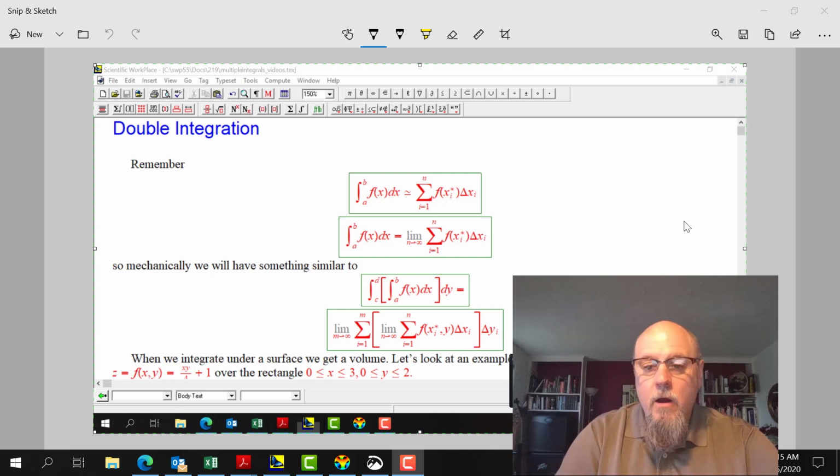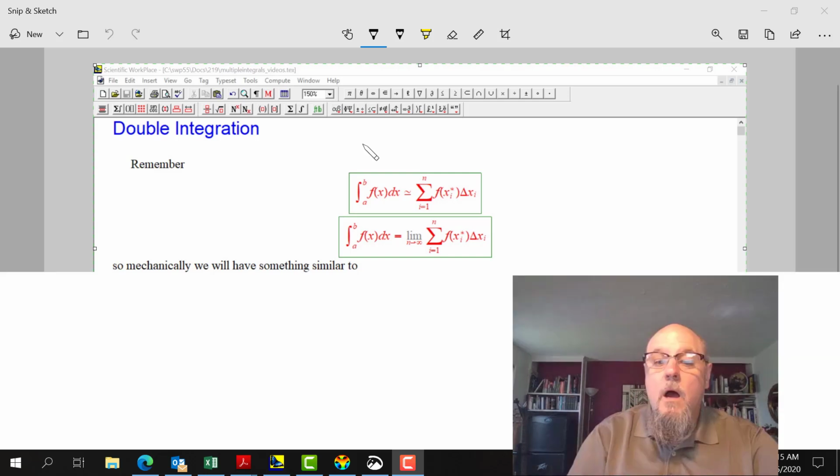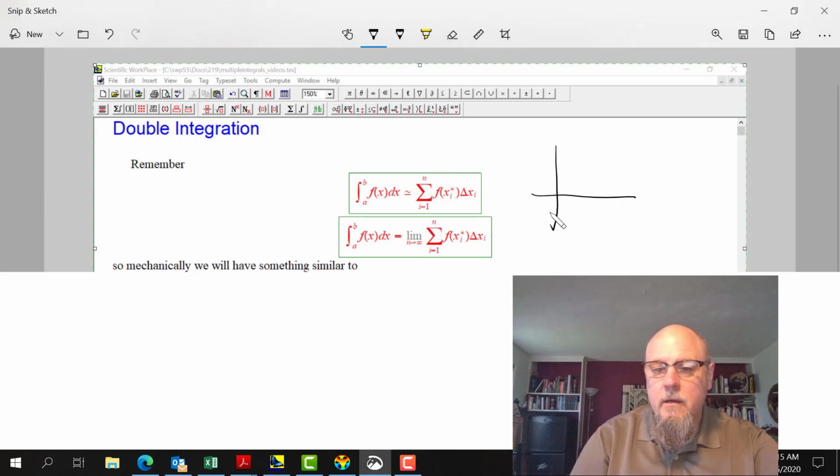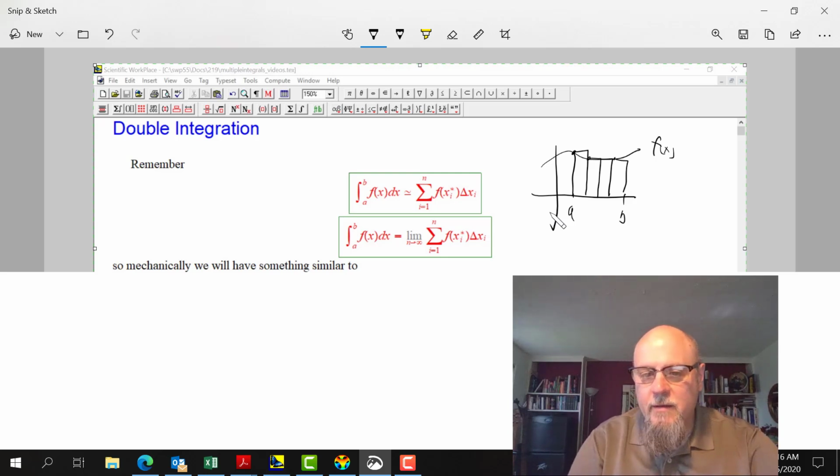Our definite integral, our regular integral, we approximated it by a bunch of rectangles. We had our curve here, f of x, and we would be integrating from a to b. And what we did was approximate the area by the sum of the area of a bunch of rectangles. We added up the sum of all the rectangles.